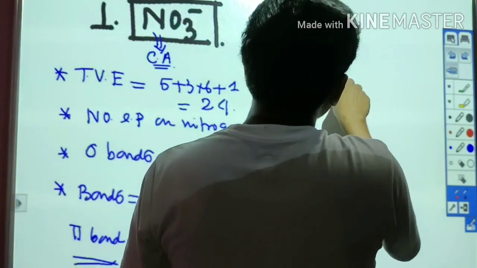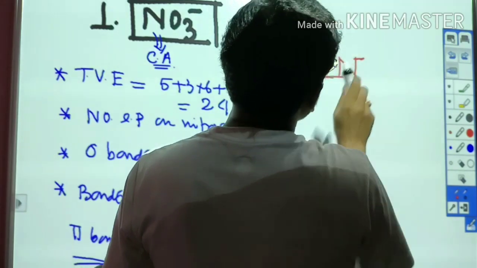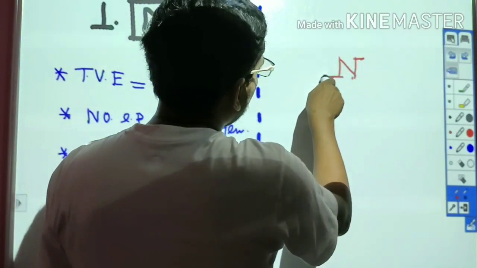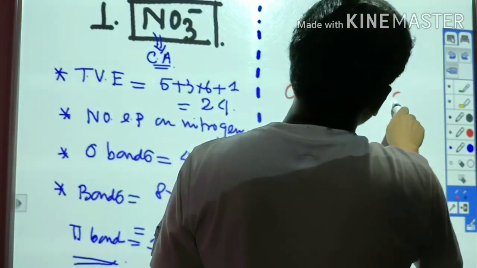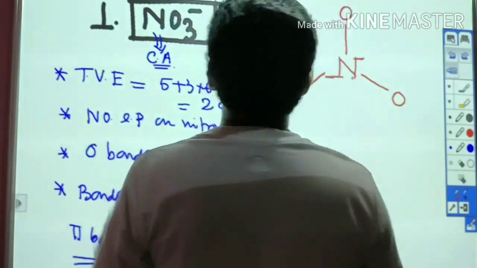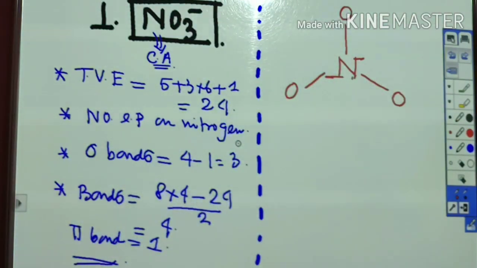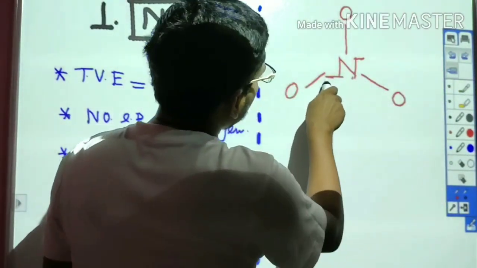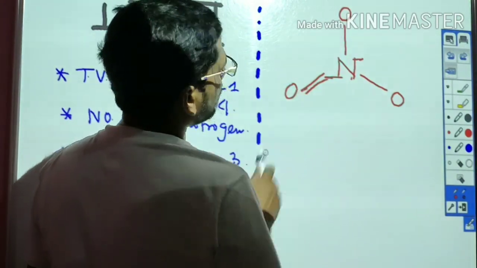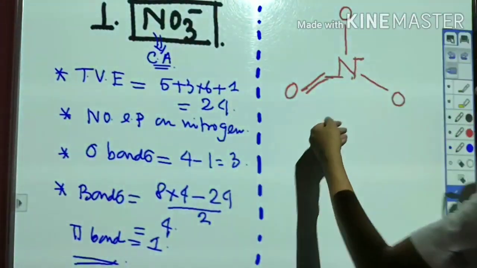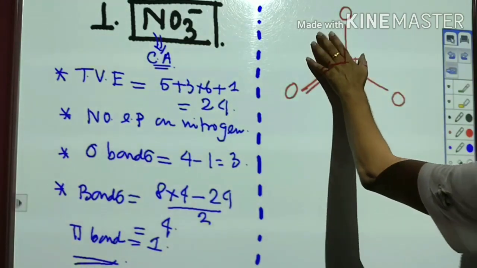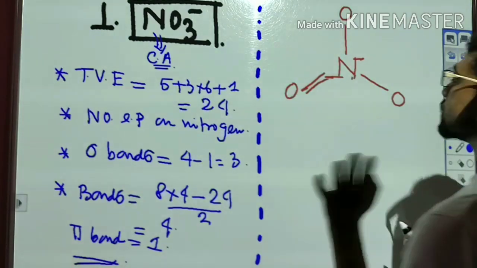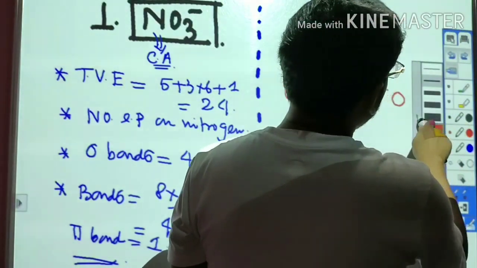Nitrogen is central. Nitrogen forms 3 sigma bonds with 3 oxygens: 1 oxygen, 2 oxygen, 3 oxygen. Now nitrogen forms 1 pi bond. Put 1 pi bond here. The structure is already done. This is the structure of NO3 minus. Now we need to check the formal charge. This nitrogen will carry a formal charge.